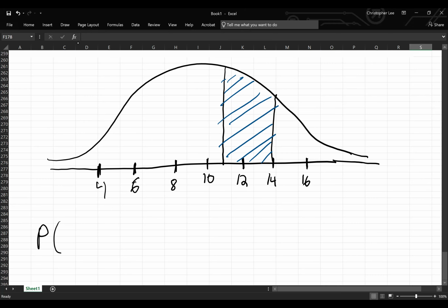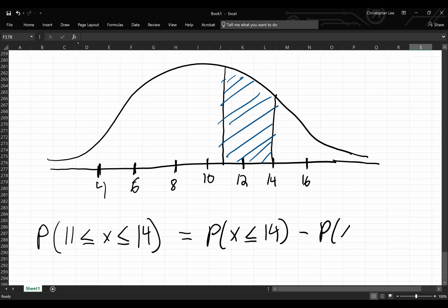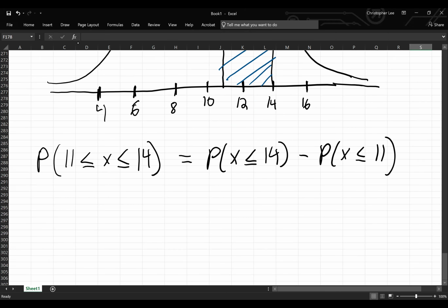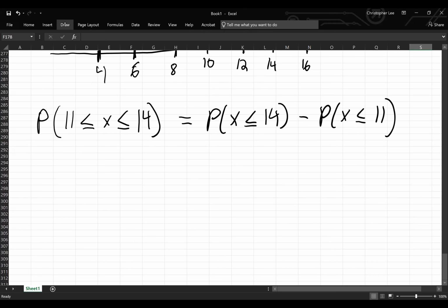So look, they want to know the probability of 11 less than or equal to X less than or equal to 14, right? That's just going to be the probability of X less than or equal to 14 minus the probability of X less than or equal to 11. We already knew that. But what I'm trying to say now is you can actually convert the X into a Z. So that's my next step.